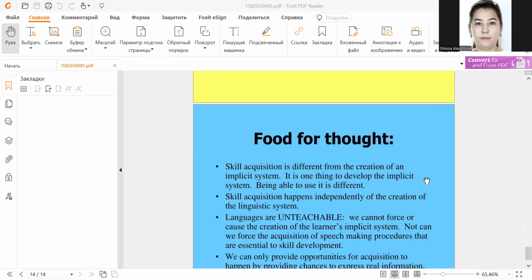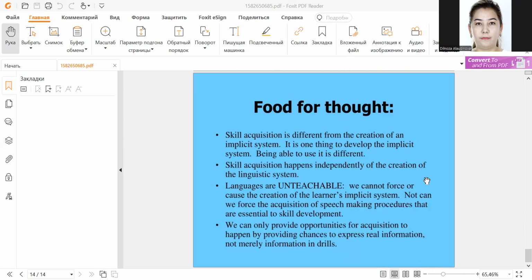Food for thought. Skill acquisition is different from the creation of an implicit system. It's one thing to develop the implicit system. Being able to use it is different. Skill acquisition happens independently of the creation of the linguistic system. Languages are unteachable. We can't force or cause the creation of learners' implicit system. Nor can we force the acquisition of speech-making procedures that are essential to skill development. We can only provide opportunities for acquisition to happen by providing chances to express real information, not merely information in drills.